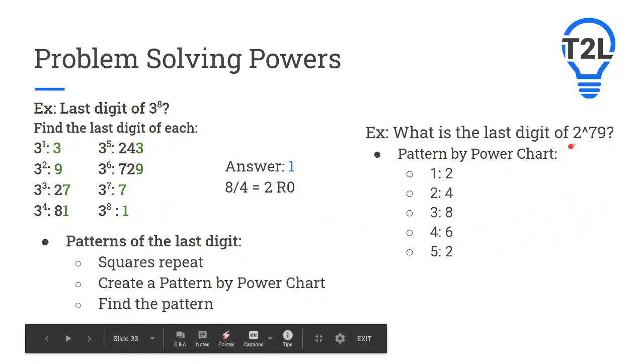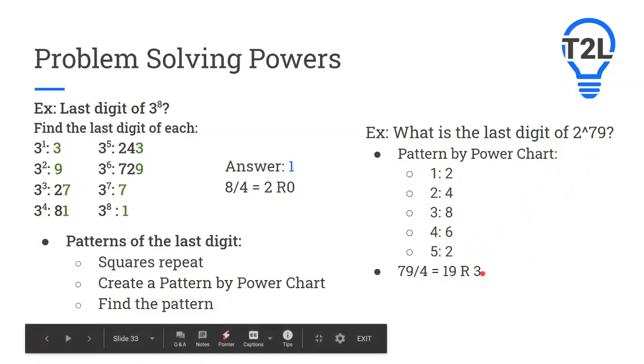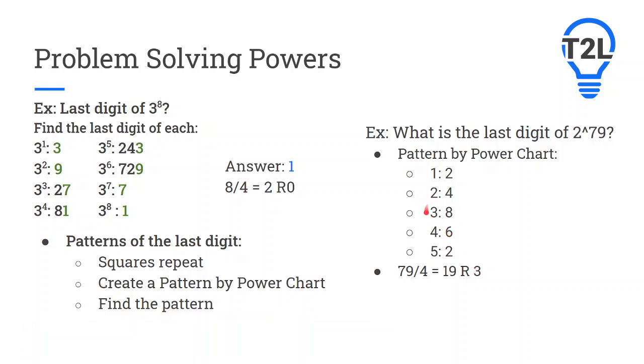So for 2, the pattern is 2, 4, 8, 6, and then it repeats 2, 4, 8, 6. So now it's asking you to do 2 to the power of 79. So what you want to do is find the remainder, which is 3, and that remainder tells you that it fits with this right here, and the number that corresponds with 3 is 8. So the last digit of 2 raised to the 79th power is 8.